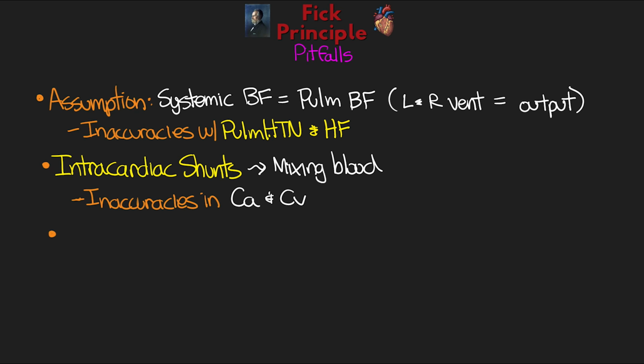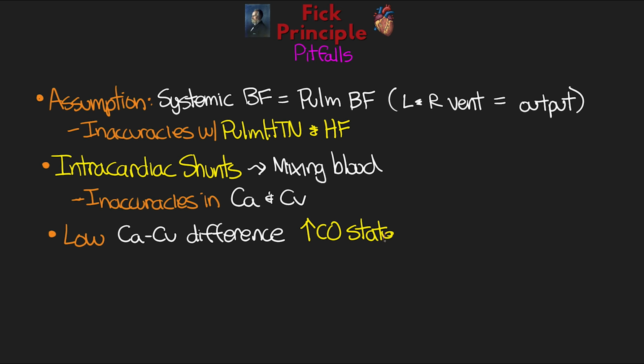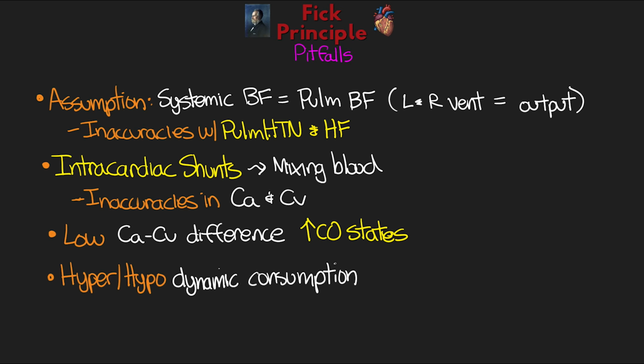And then patients that have a low Ca-Cv difference, so those that have high cardiac output states, are going to lead to inaccuracies as well. And finally, if we use the average oxygen consumption in patients with either hyper or hypodynamic consumption, we're also not going to have an accurate measure.